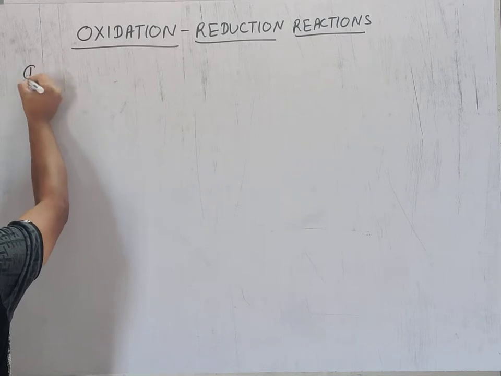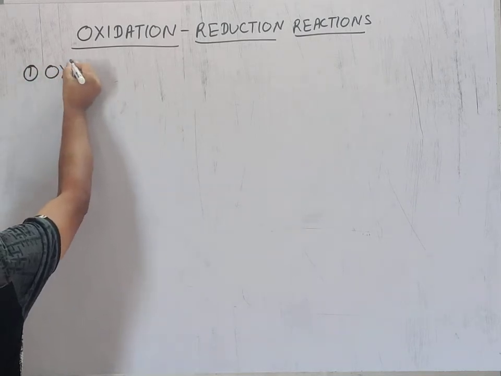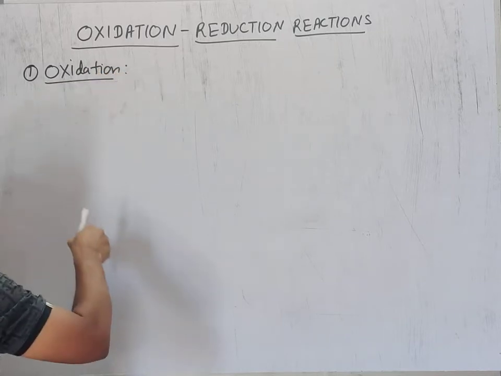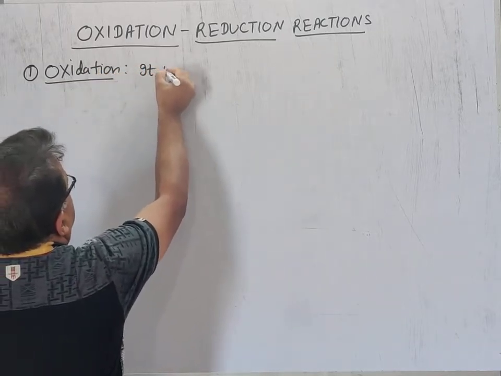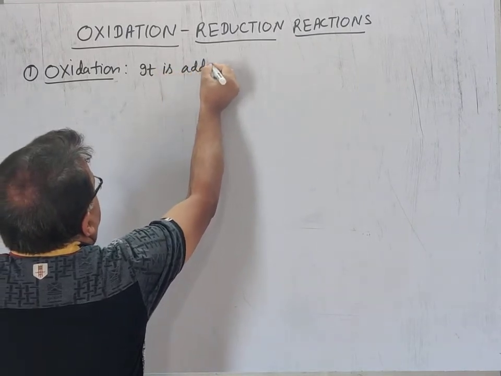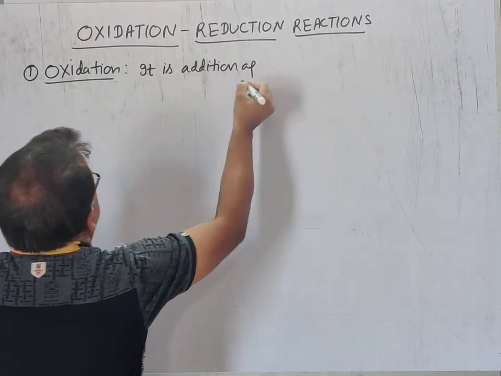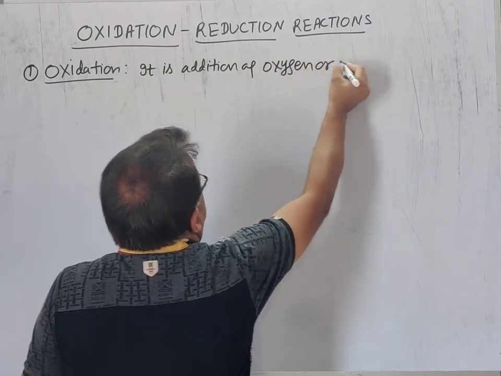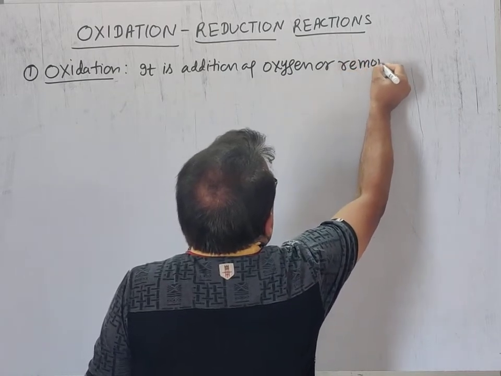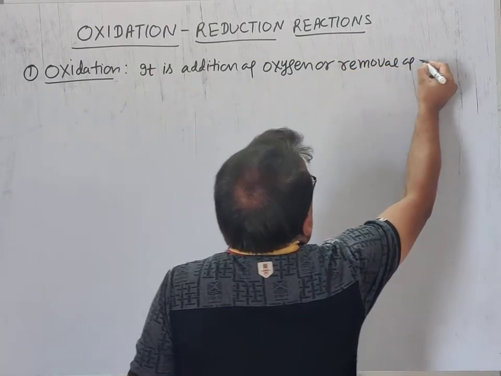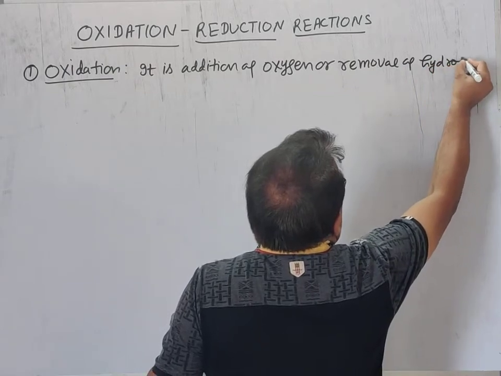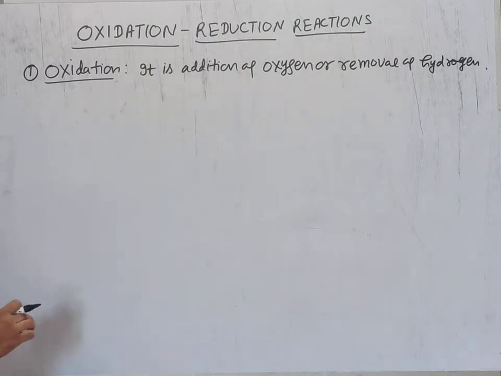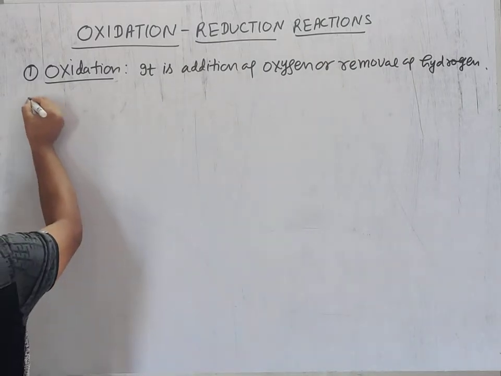So first is oxidation. It is addition of oxygen or removal of hydrogen. And as I told, reduction is its opposite.